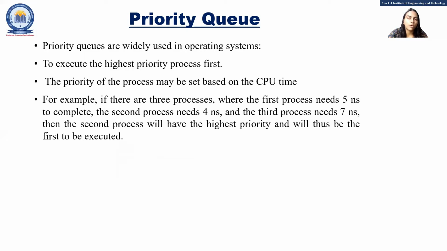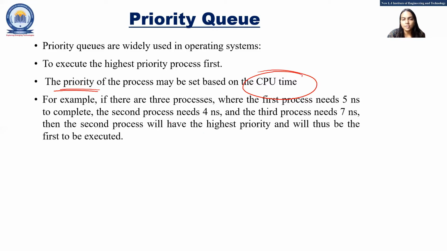Now students, one of the important applications of priority queue is in the operating system. For example, if there are multiple processes and there are different priorities of the processes, what needs to be executed first, right? One way to decide priority is, for example, CPU time. So the priority of the process may be set based on CPU time. There could be other factors as well.